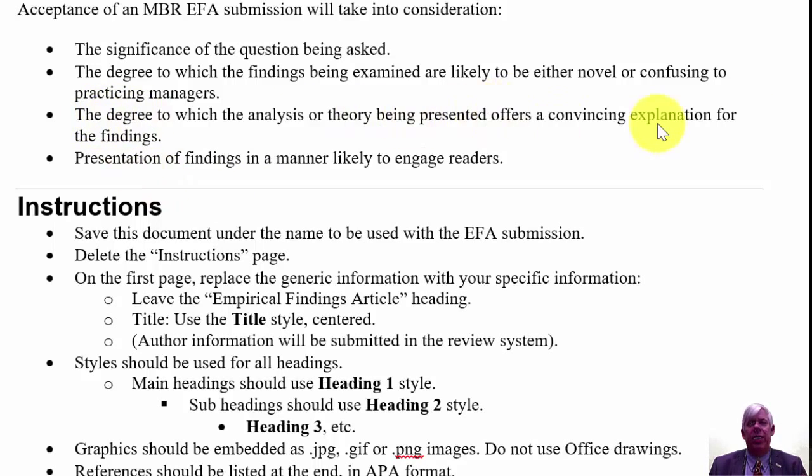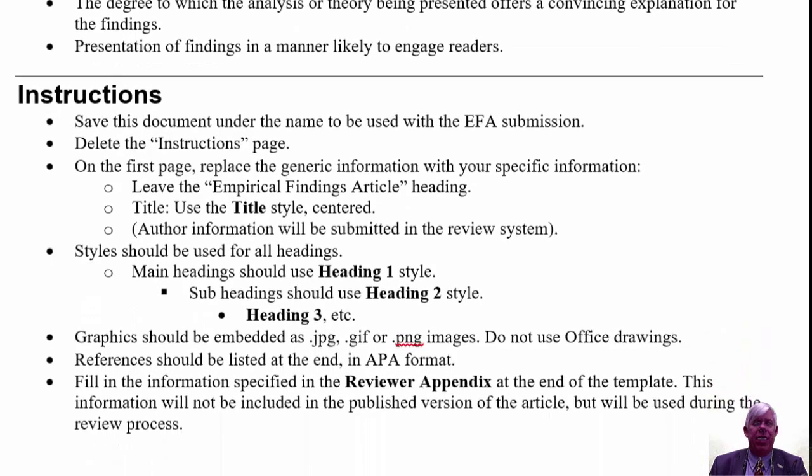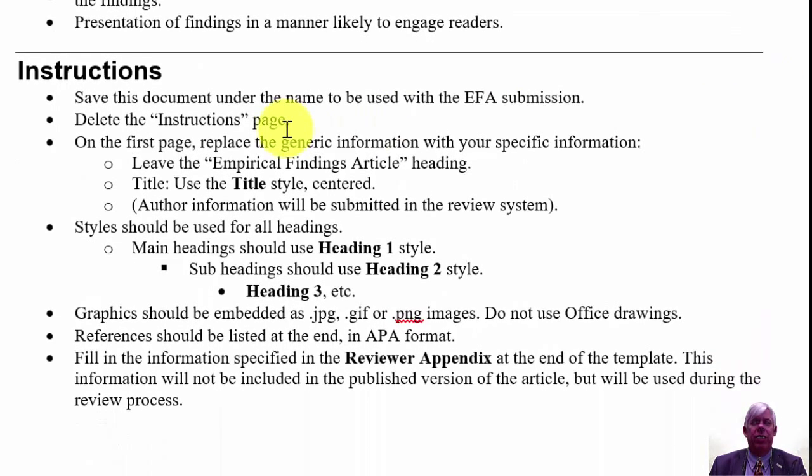The degree to which we can tie that into the existing research literature of theory or analysis to provide a convincing explanation. This is kind of what ties it into research. And finally, and this is true of all MBR articles, the findings have to be presented in a manner likely to engage your readers.